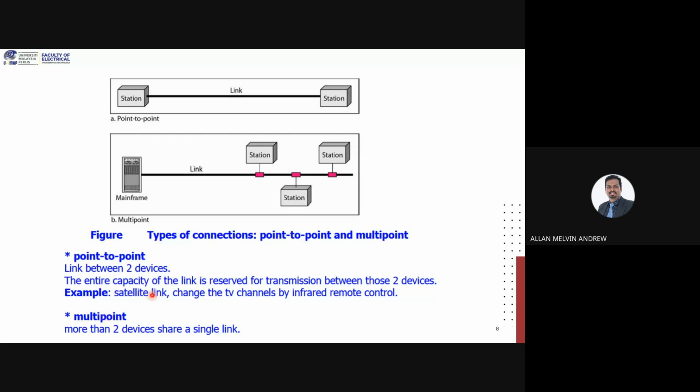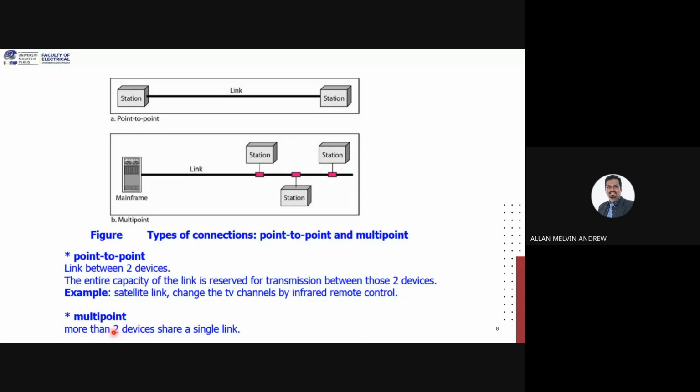So examples are a satellite link, or changing the TV channel by infrared remote control. All these are very specific. If it is point to point, and this part is a PC and this part is a printer, the communication must happen between them. The communication cannot go out to other devices. Okay, so that's what we call point to point.